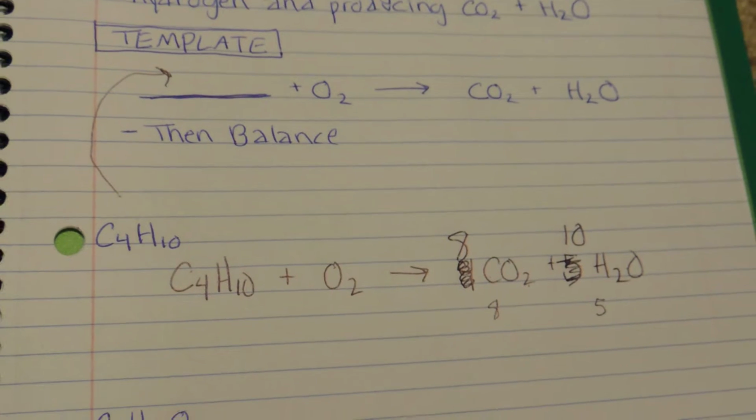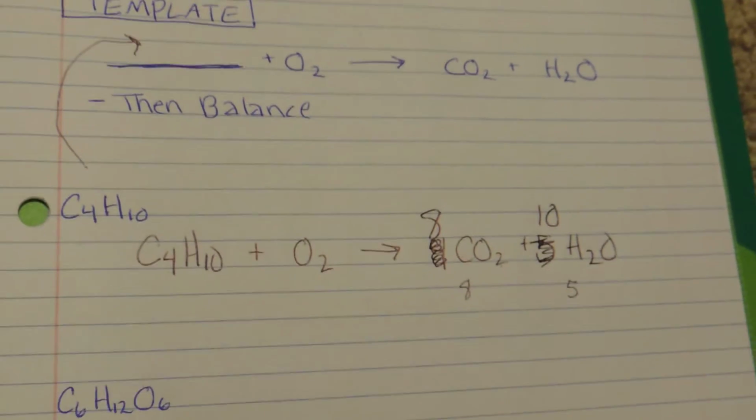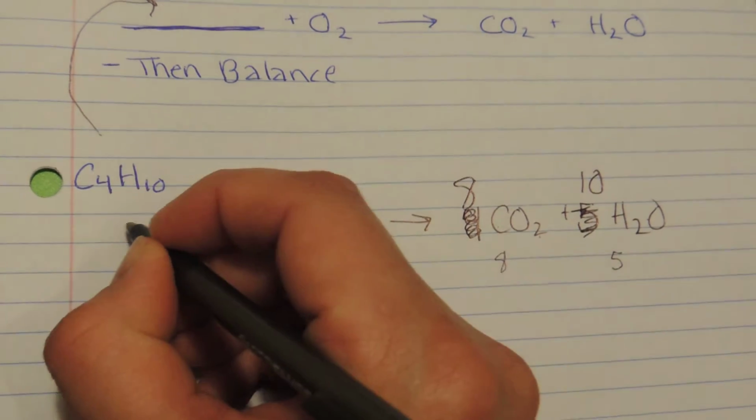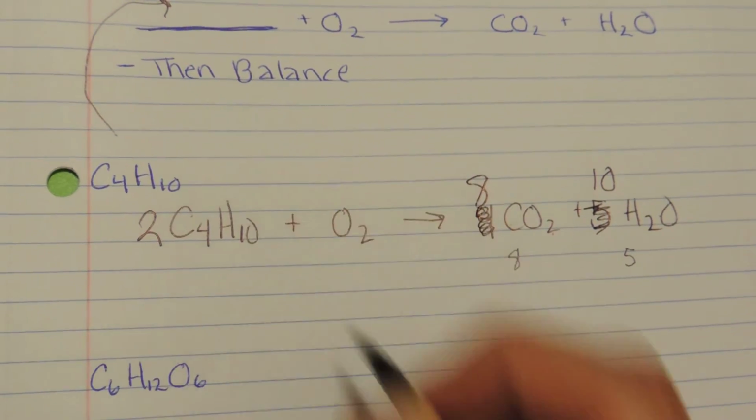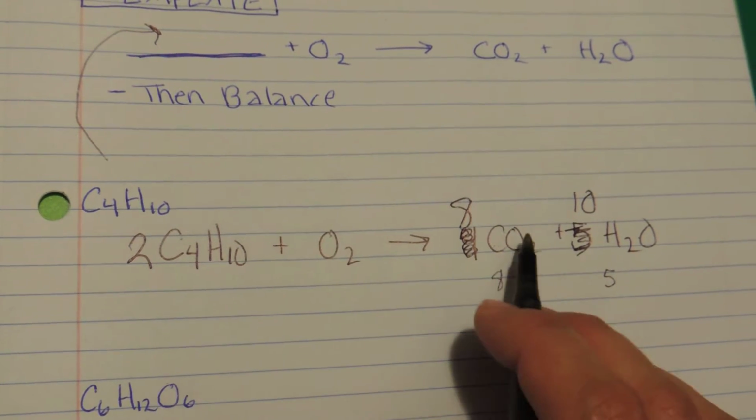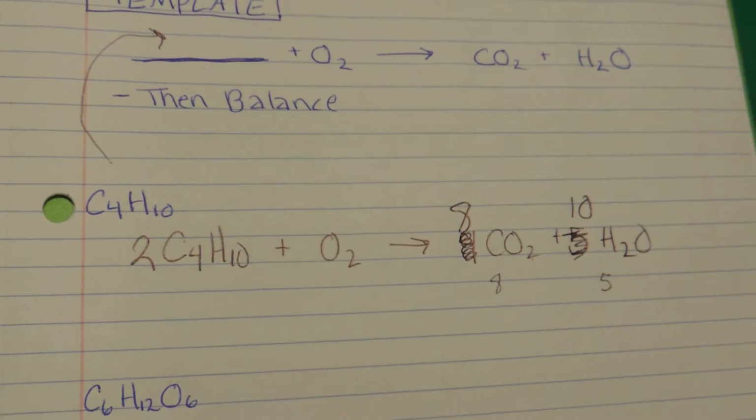Now I'm going to start over with my balancing and see if it works out. Okay, so now I have 4 C's and 8 C's. So I need to put a 2 here, because 2 times 4 is 8. Now let's do hydrogens. I have 2 times 10 is 20. 10 times 2 is 20, so I'm good.